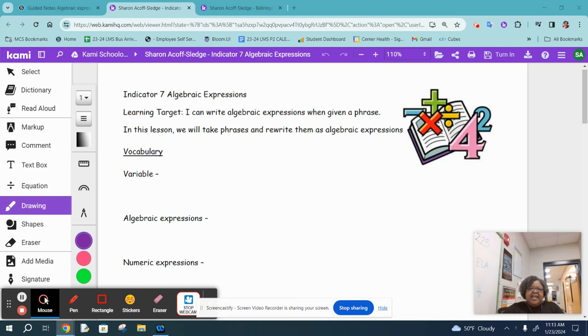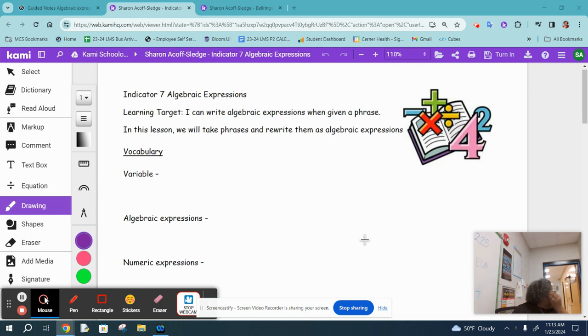Okay, so as we said, after this lesson you're going to be able to write algebraic expressions when given a phrase, and then you're going to take phrases and rewrite them as algebraic expressions. So let's do vocabulary first.